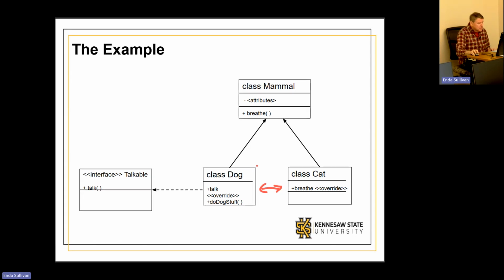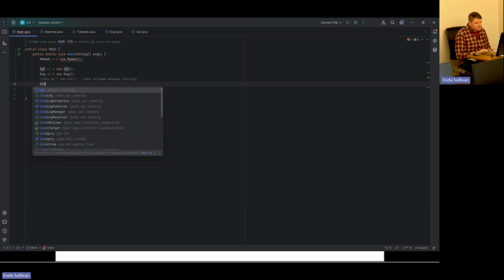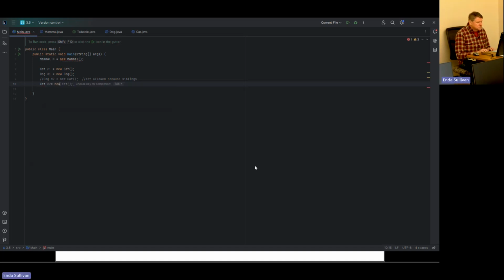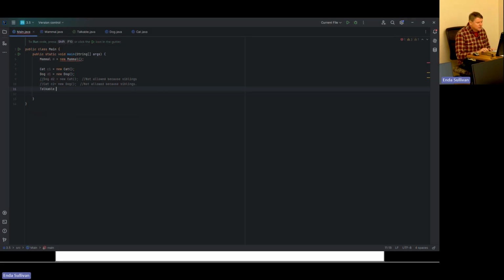All right, so the next thing we're going to look at is cat C2 equals new dog. I think this one's pretty obvious. If it doesn't work for the dog onto the cat, then why would it work for the cat on the dog, or vice versa? So no, not allowed because siblings. Same exact problem as the one above it. All right, next up we have talkable T1 equals new dog.